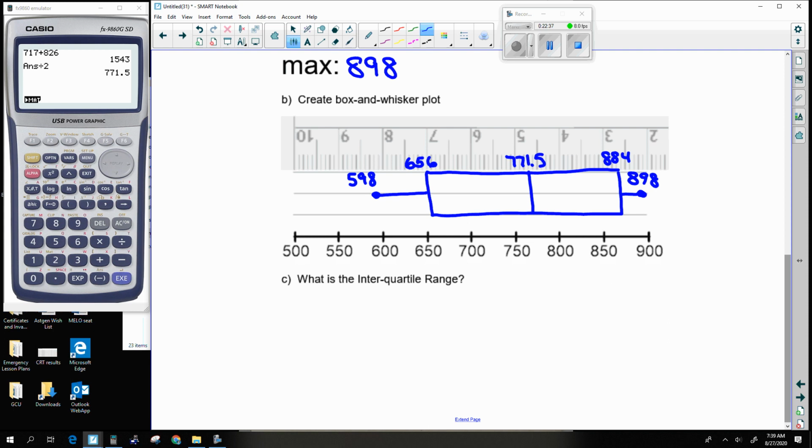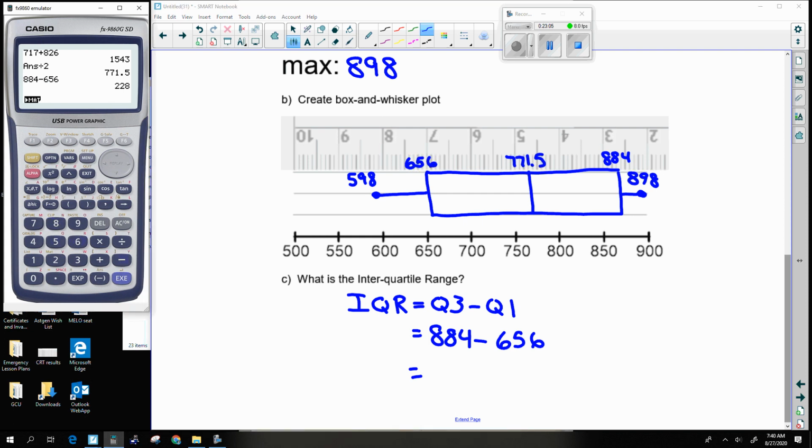And then interquartile range. The interquartile range is a range. Range is always the biggest minus the smallest of something. So what that means in terms of quartiles is that's quartile 3, which is always the biggest, minus quartile 1, which is always the smallest. So in this case, that's 884 minus 656. That comes out to be 228. Boom, that's it. Drop the mic.